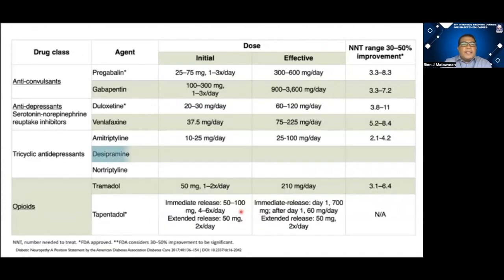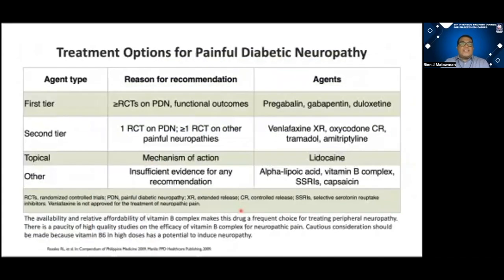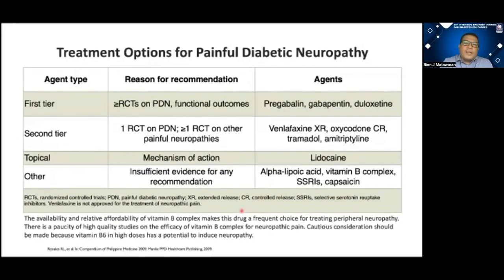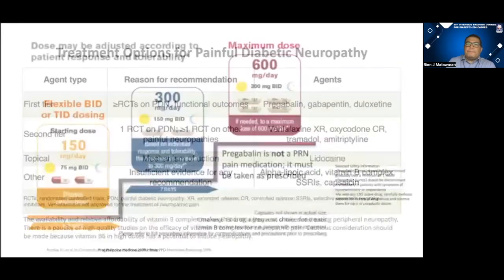In the Philippines, you have here a group of medications that may be given for patients with diabetic neuropathy. You have the anticonvulsants, the antidepressants, the tricyclic antidepressants, and the opioids. But first-line treatment, at least based on several recommendations and still based on RCTs, are your anticonvulsants, your pregabalin, your gabapentin, and your duloxetine. Second line is your tricyclic antidepressants.